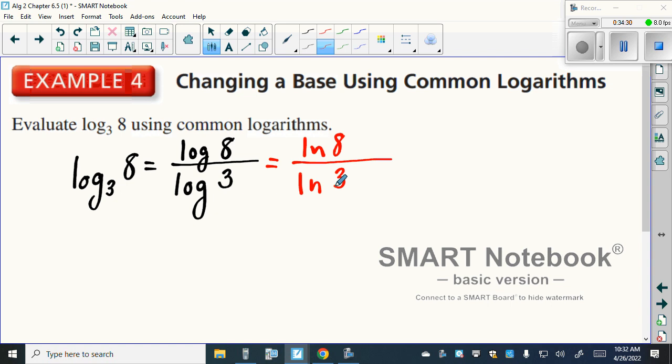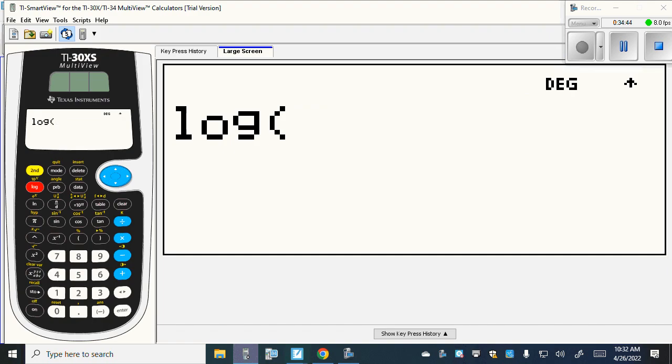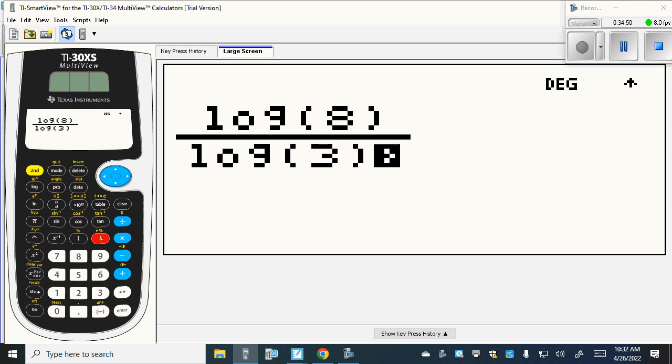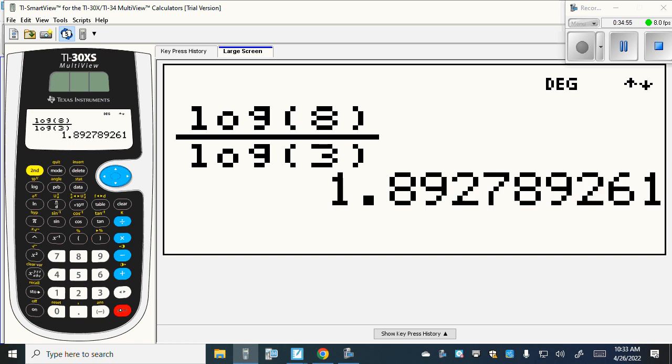Now again, whenever we say evaluate, we're going to end up with a number, because that's pretty much the track record with this terminology all the way up to this point. So at this point, we're going to plug it into a calculator. We can say log of 8 over log of 3, because that's what we had, and hit enter. And we get this not so nice looking decimal.